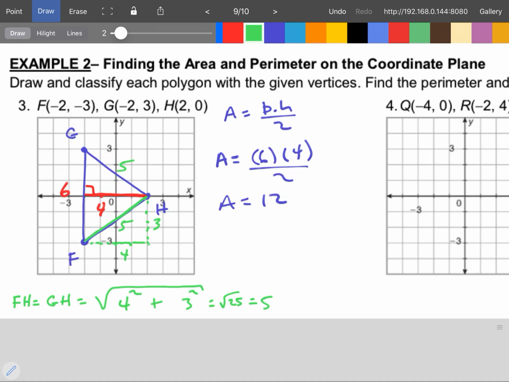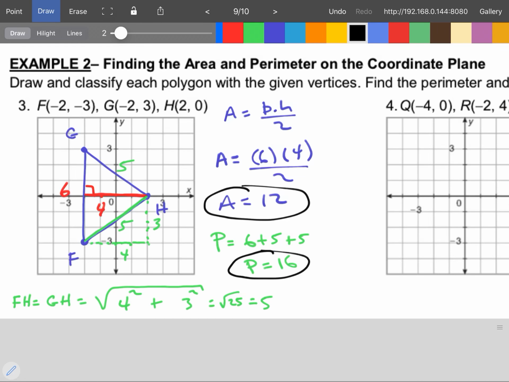So then our perimeter is we just add up the 3 sides. So the perimeter is going to be the base, which is 6, and then the other 2 congruent sides are 5 plus another 5. So we get a perimeter of 16. And again, depending on what the grid is, if it was in feet, that would be a perimeter of 16 feet. So there you go. There's the area, and there's the perimeter.